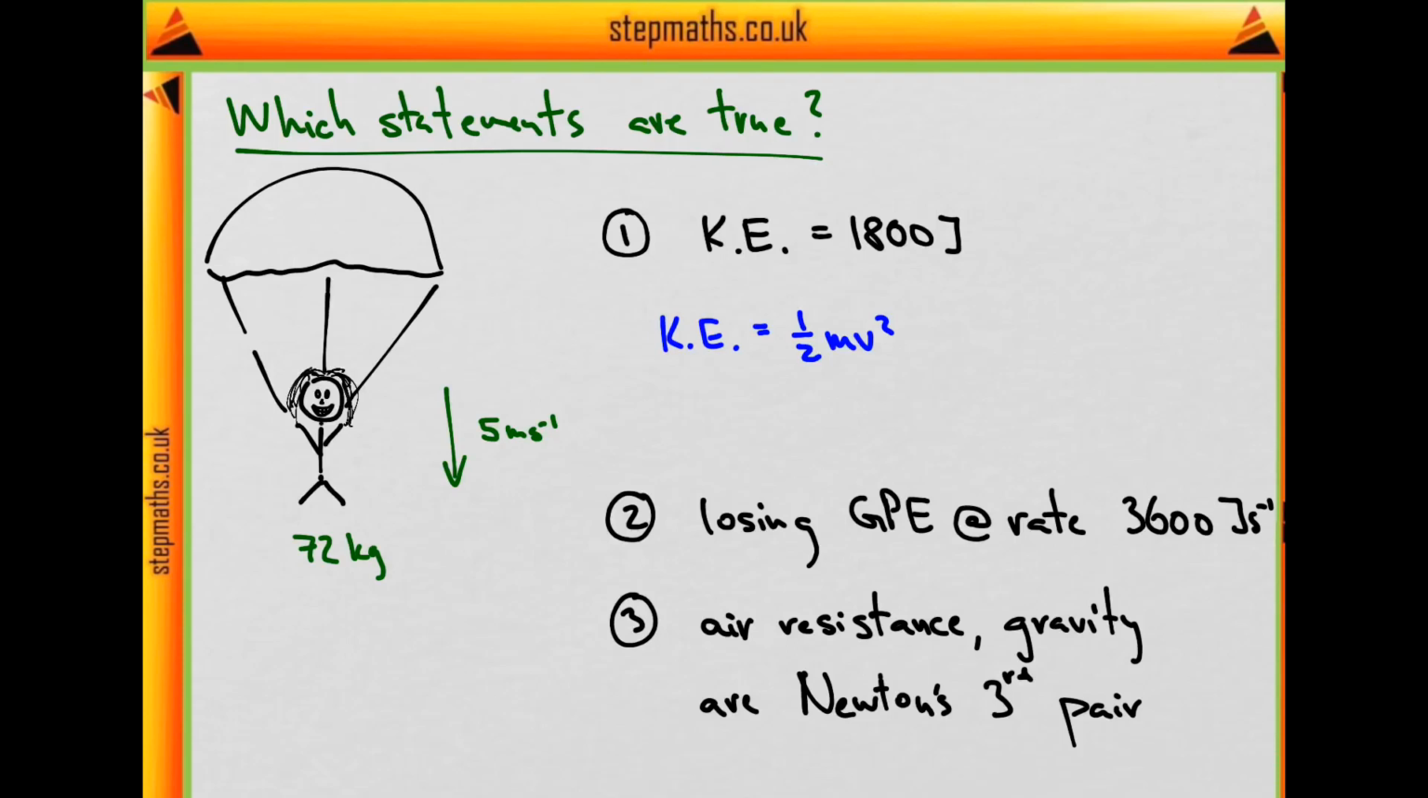So it definitely is constant because the mass is constant and the speed is constant. But when we calculate it using this formula, we see that numerically it actually equals 900, not 1,800.